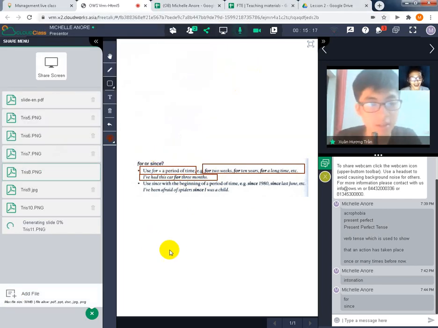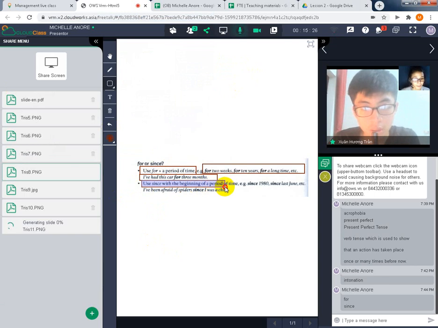Okay, very good. Now, let's proceed to the use of since. Use since with the beginning of a period of time. For example, we have here since 1980. Okay, very easy to understand these examples. Since last June, or others. Alright, so I've been afraid of spiders since I was a child. Okay, beginning of a period of time. Did you get it? Yeah. Okay, one example sentence using since.